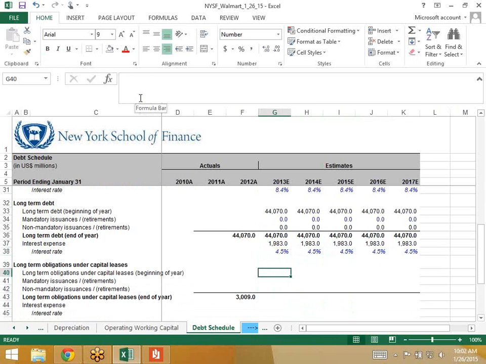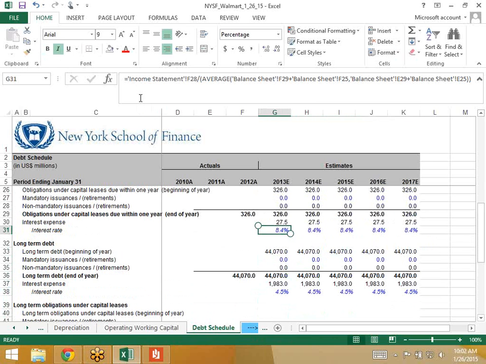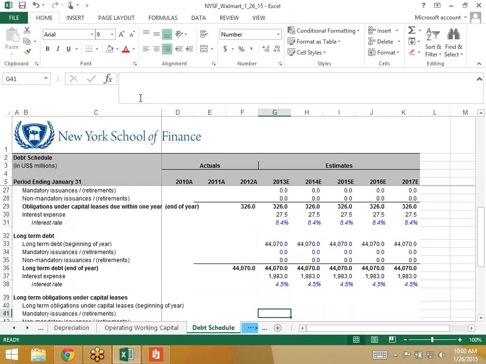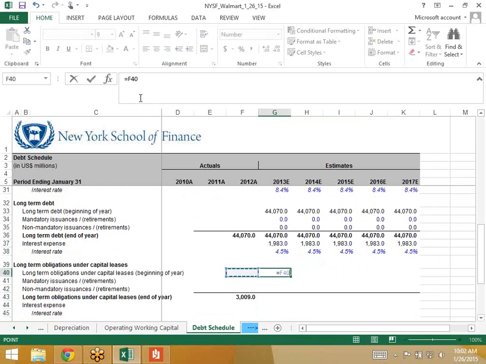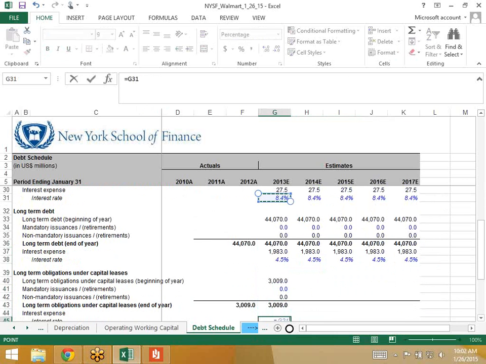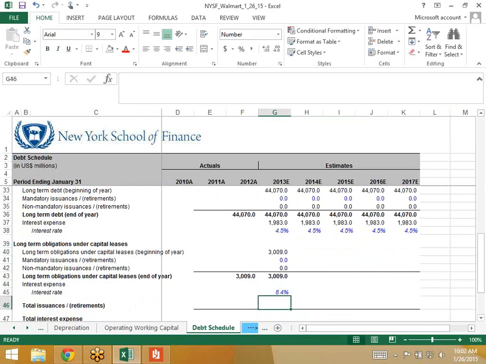Capital leases. Now we dealt with the short-term capital leases. We used a blended rate for the capital leases as a whole, so we use the same 8.4%. So capital leases at the beginning of the year equals prior year end of year capital leases. We'll assume mandatory and non-mandatory issuances are 0 for now. We'll sum everything up. And for the rate, we'll just do equals the rate that we calculated from above. This is going to be the same rate. That's the way we thought about it.